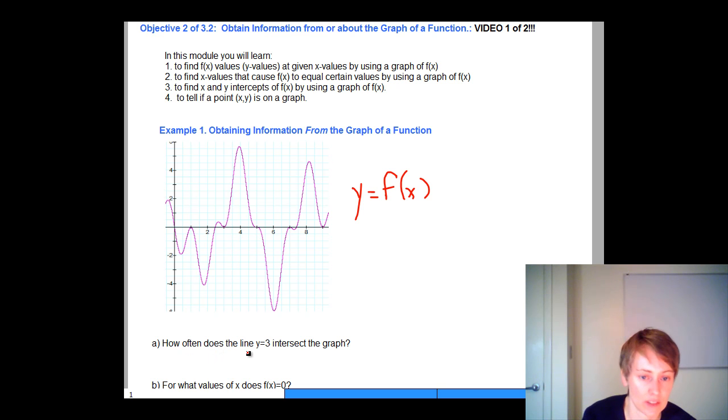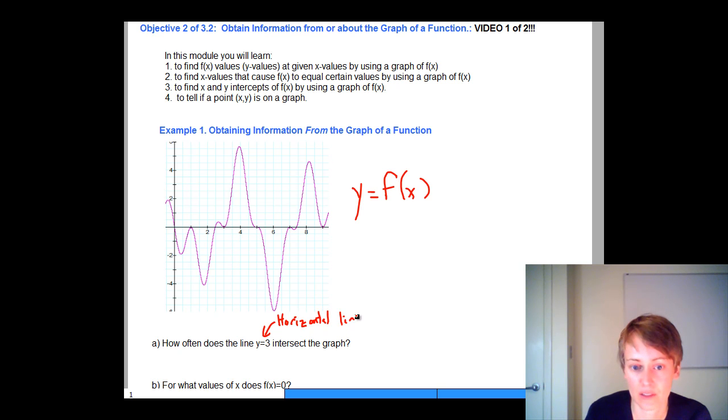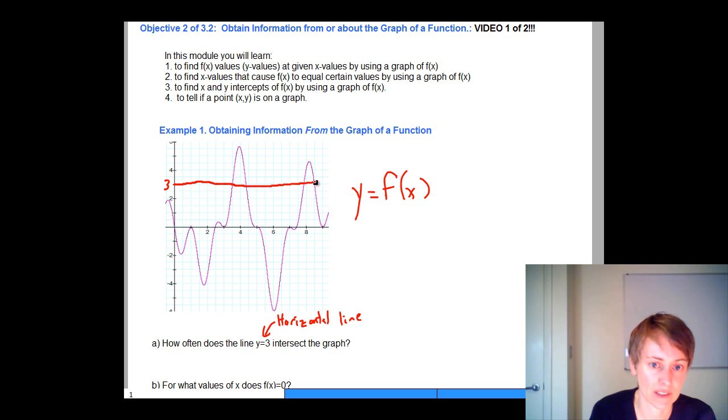How often does the line y equals 3 intersect the graph? So y equals 3 is a horizontal line. In fact, whenever you see y equals a number, that's a horizontal line. So please remember that. So if I'm going to figure out how many times that line intersects this given graph, I better draw it. So there's 3, so y equals 3 looks something like that roughly. I can't draw so well. Well, it intersects it in 4 spots. That's what I was doing there. 4 is the answer to A.